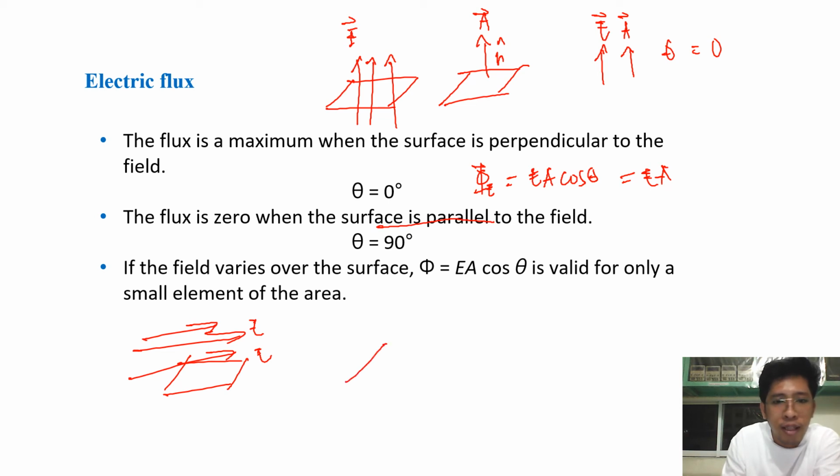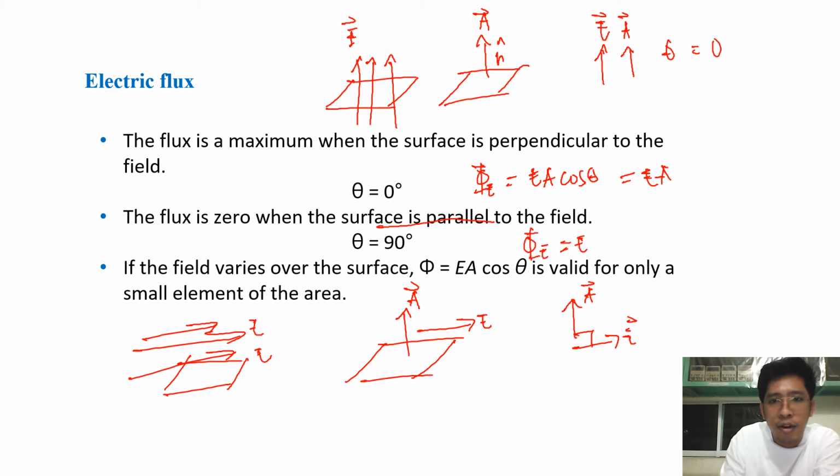If you look at the vector A, your vector A here is this one perpendicular to the surface, and your electric field is this one here. If you see, your A and your E are perpendicular at 90 degrees. So for this case here, the flux is 0. Why is it 0? Because your flux E is EA cosine theta, and cosine 90 is 0. So this one goes to 0.